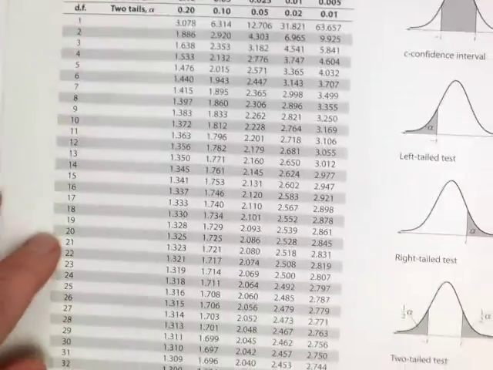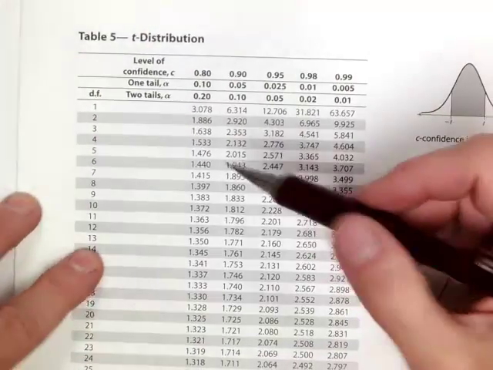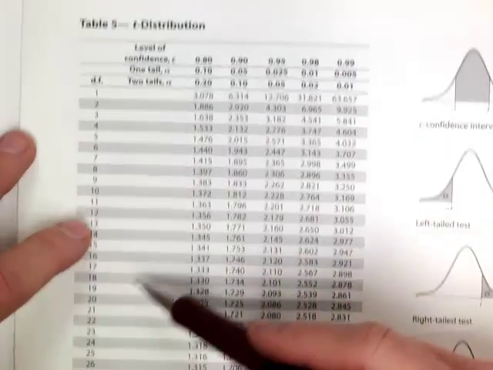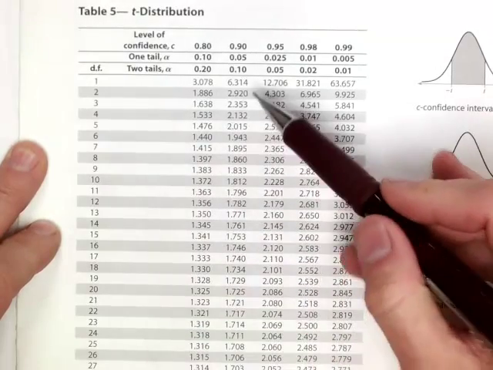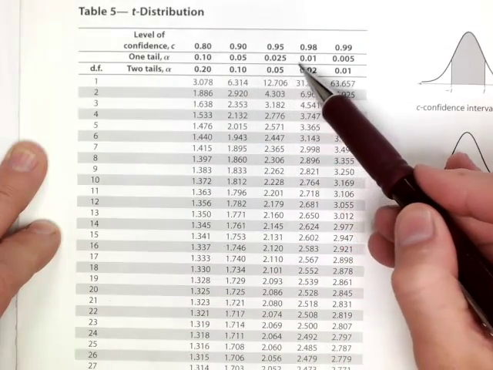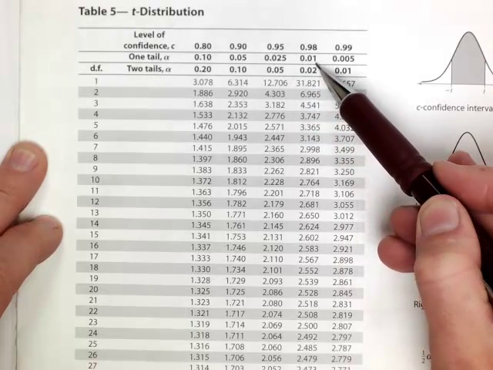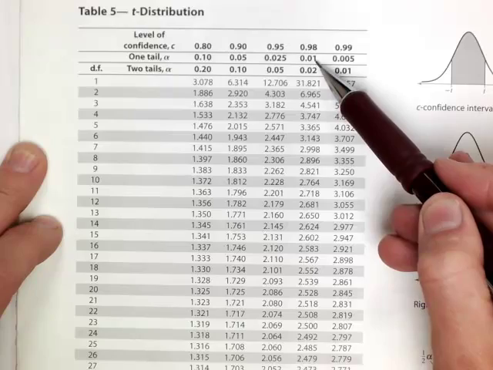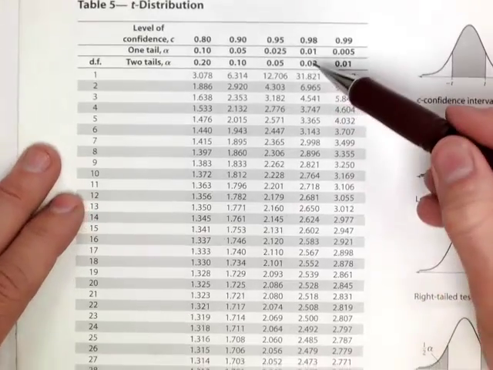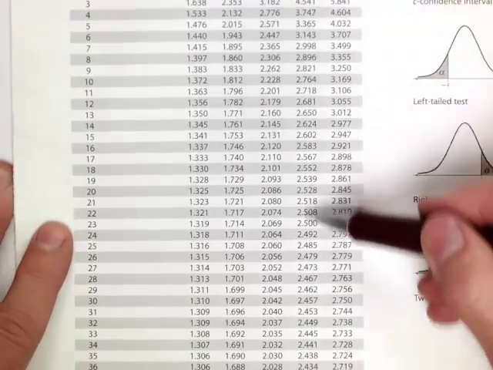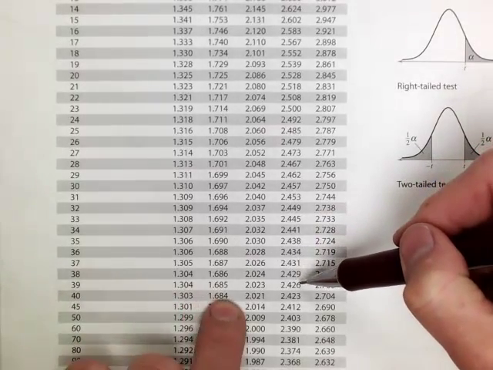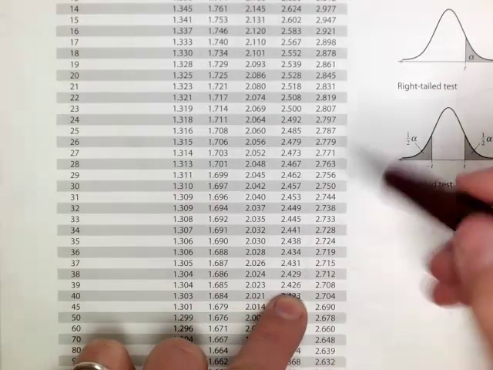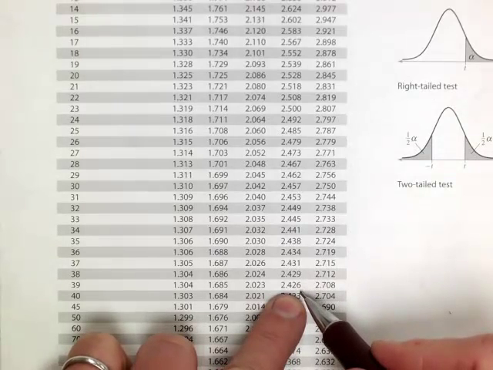Looking at the t-distribution table, I want to read down to 39 degrees of freedom along this column. Then I want to read over to the appropriate area in one tail. I want to read over to 0.01 in one tail, and then down. This is a little tricky to read. So 39 degrees of freedom, area of 0.01 in one tail. I get a critical value of 2.426.